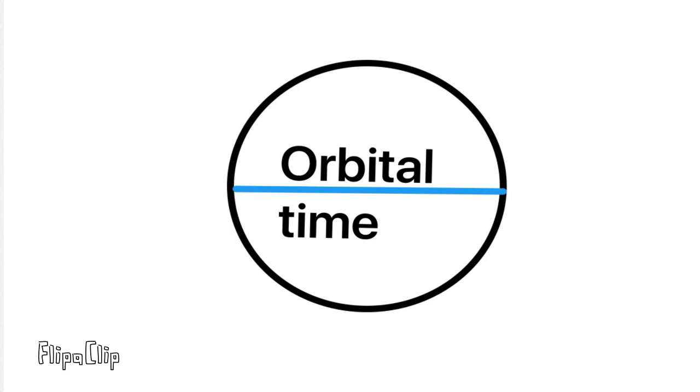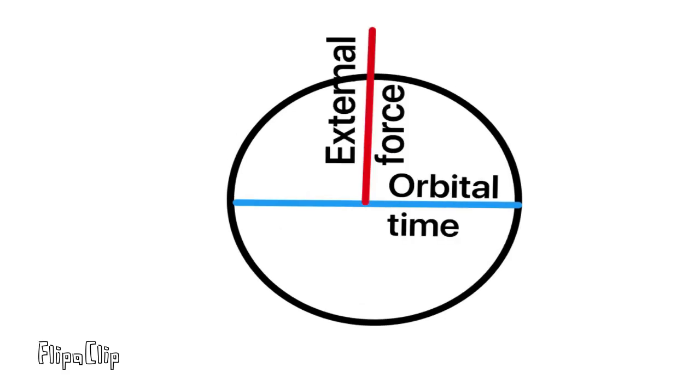A blue line is given to represent the orbital clock's unit of time. This could be in picoseconds or light years. It doesn't matter. The red line represents the amount of force or energy applied to the object. This line can go either clockwise or counterclockwise.